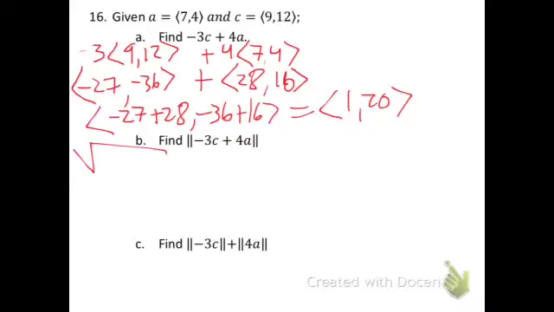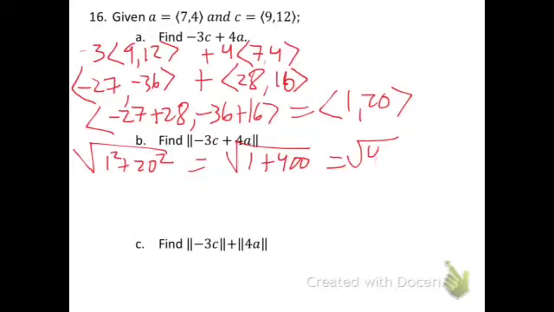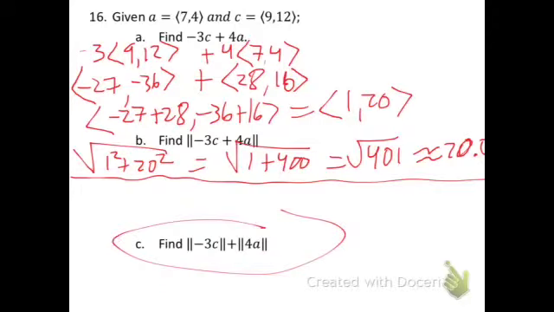If we want to get the magnitude of that, you just do each of those squared, add them together, and take the square root. 1 squared is 1. 1 plus 400, which is the square root of 401, which is approximately 20, and not even close enough to 20.1 to get you a decimal place. So it's approximately 20.0.